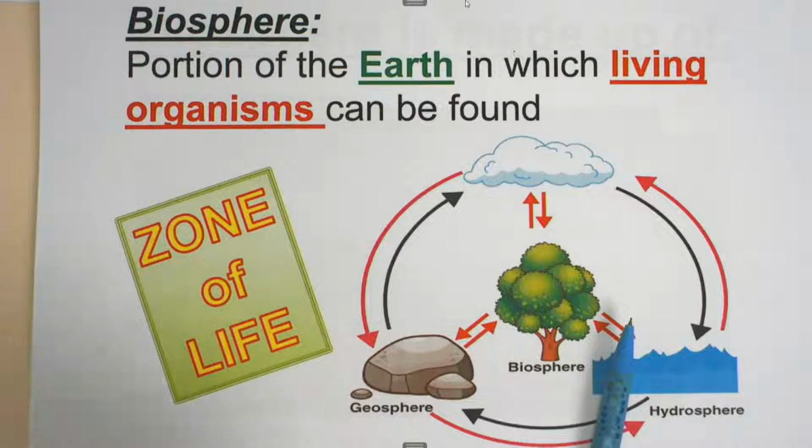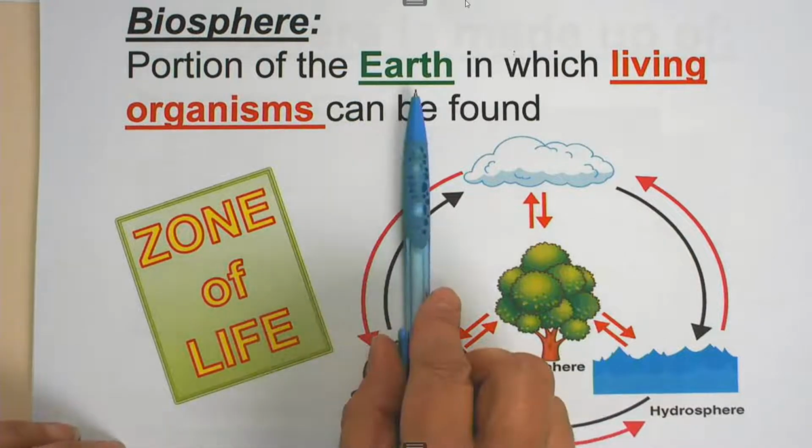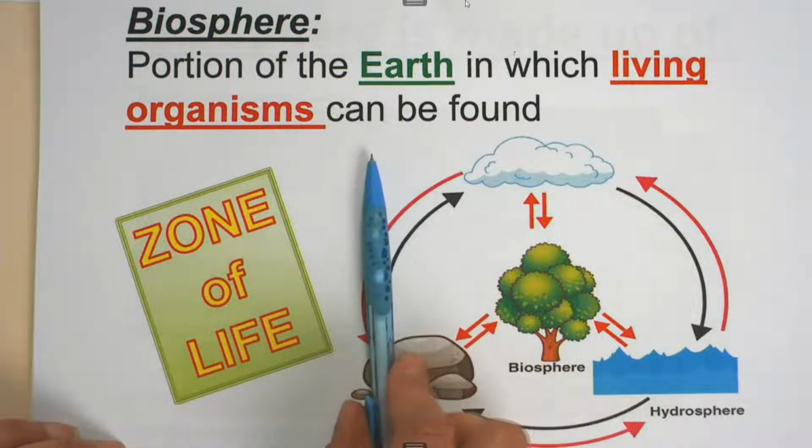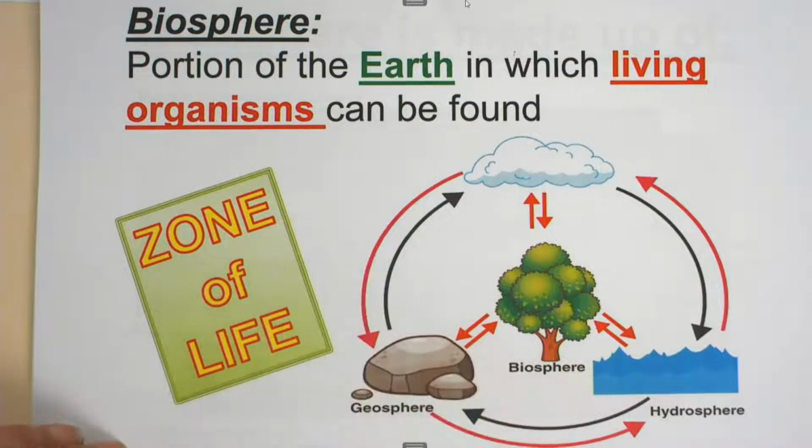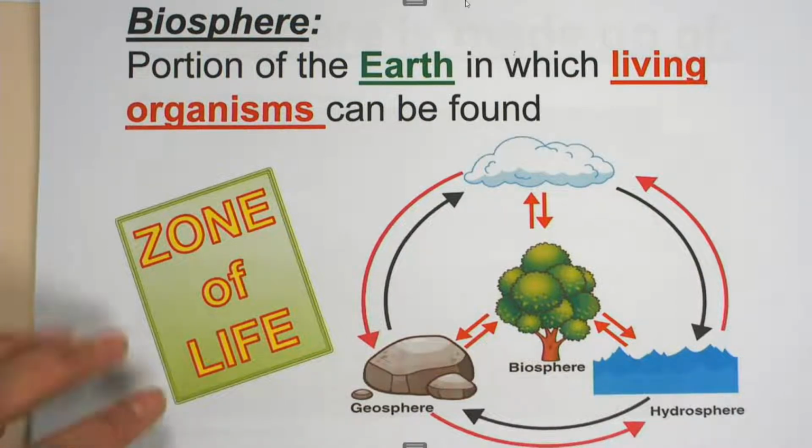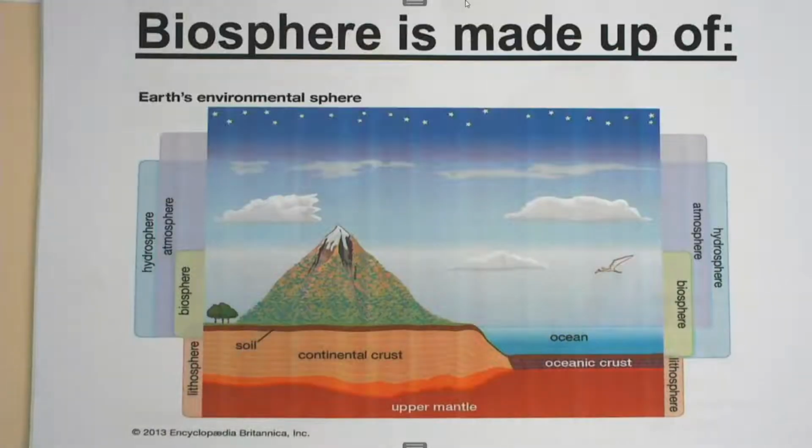Okay, and this portion of the earth in which living organisms can be found is also called the zone of life. Okay, where we have insects and birds and people and animals and fungi, all types of organisms. Okay, so biosphere, that's a term that you need to make your own. All right, now, in this biosphere, we just said it's made up of different parts.